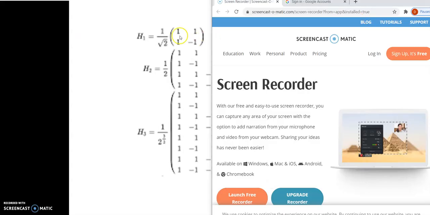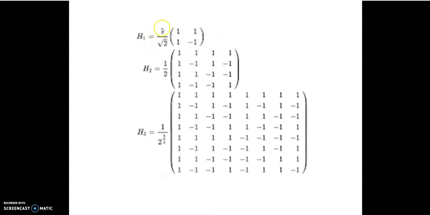So we can see one example. H1 is my core matrix. As I said, it has only the values 1 and minus 1. So H1 is 1 by root 2 times the matrix 1, 1, 1, minus 1. This is my core matrix. If I want to find the order 2, H2 will be H1 Kronecker product H1.